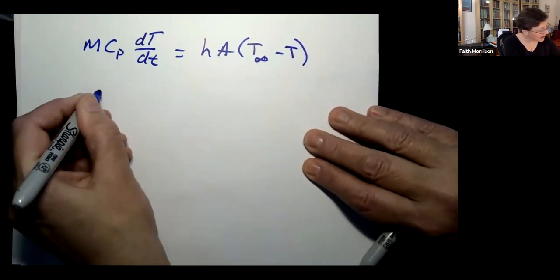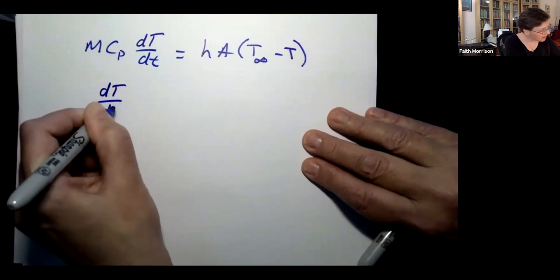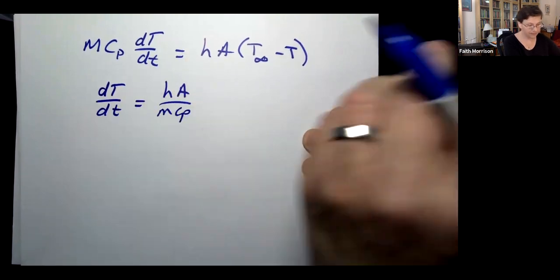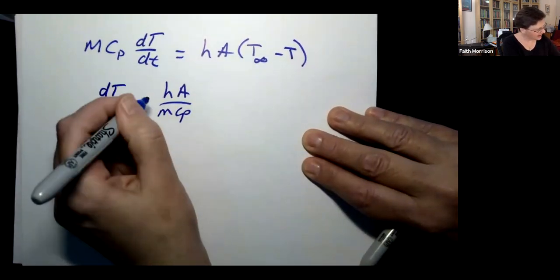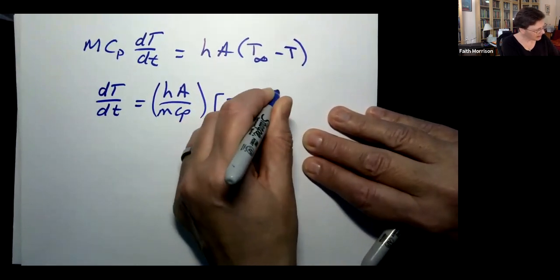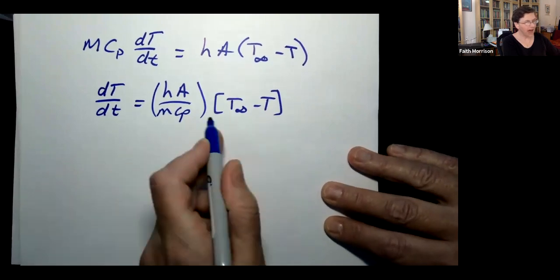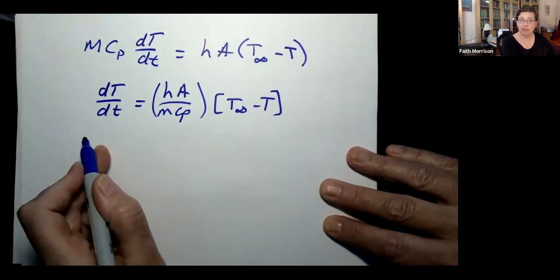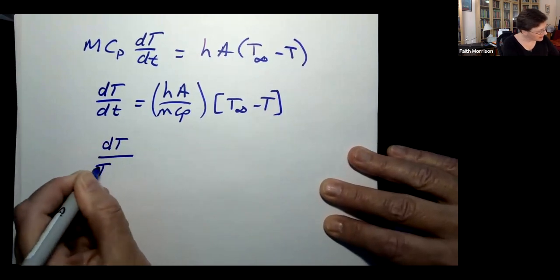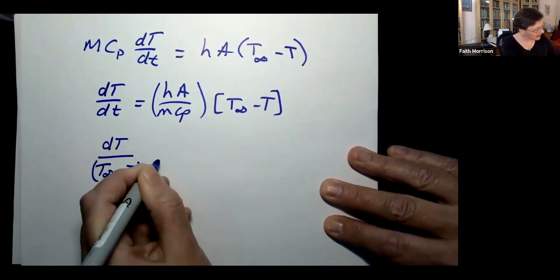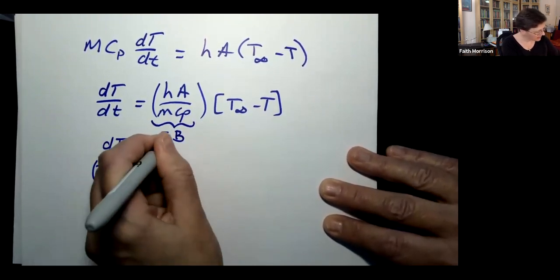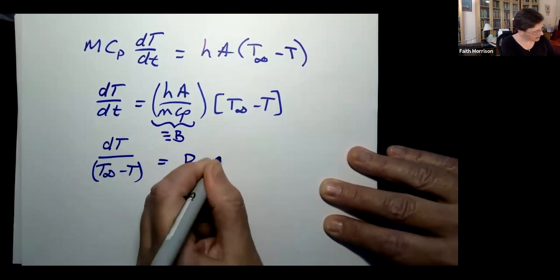All right, so let's move all the constants to the right, hA over mCp. And there they are. And then we have T infinity minus T. We're going to move all the temperatures to the left and all the times to the right. So we get dT over T infinity minus T equals, let's call this B, that's my modus operandi, B dt.